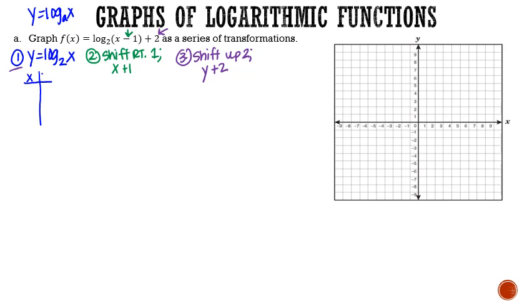So when I go to graph these, we learned on that last slide that these all contain the points (a, 1), (1, 0), and (1 over a, negative 1). So this a value is 2, so it's (2, 1), (1, 0), and (1/2, negative 1). And then I'll transform those points.